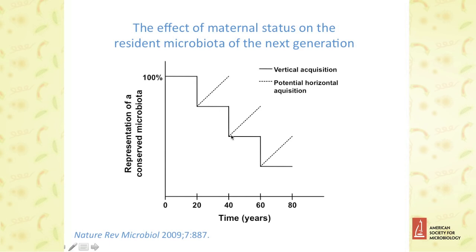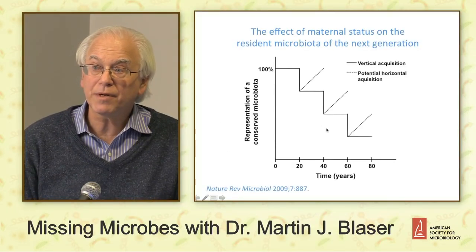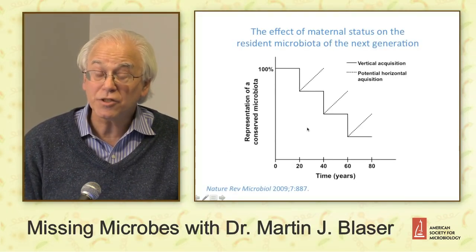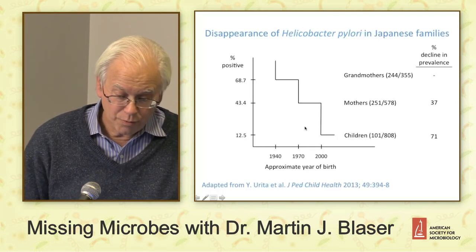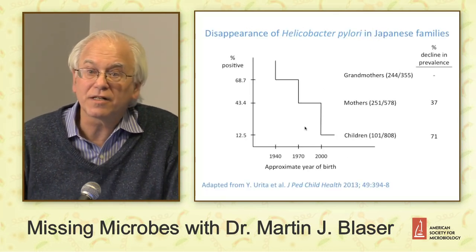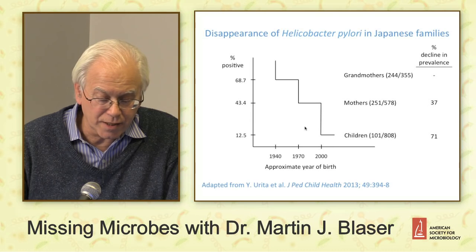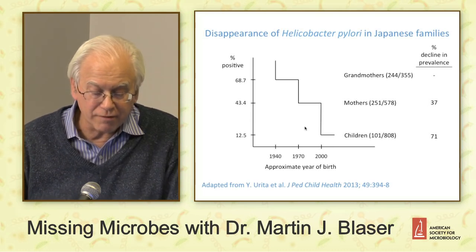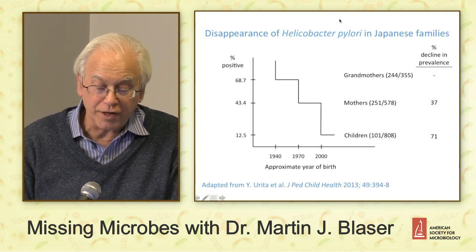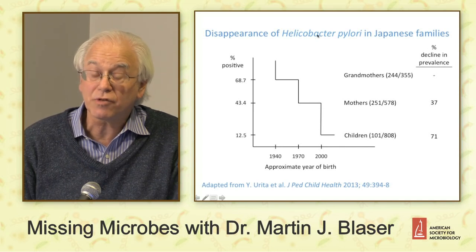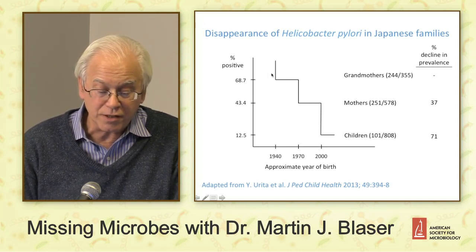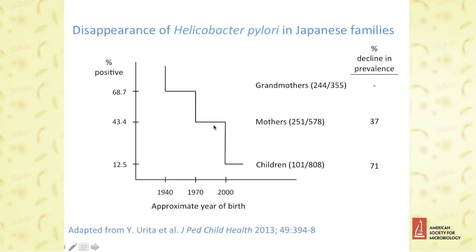So if this is true, this might be very important. Is it true? Well, we're already beginning to find evidence that it is true. Here's a study from Urita and colleagues looking at Helicobacter pylori, the dominant organism in the gastric microbiota, in 3 generations in Japan, grandmothers, mothers, children. Looks a little like the theoretical step.